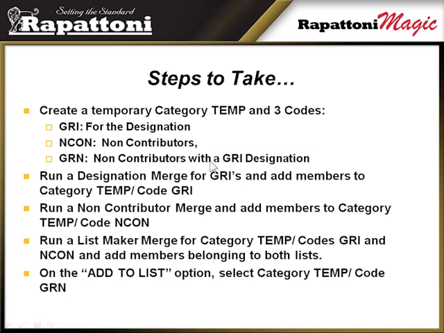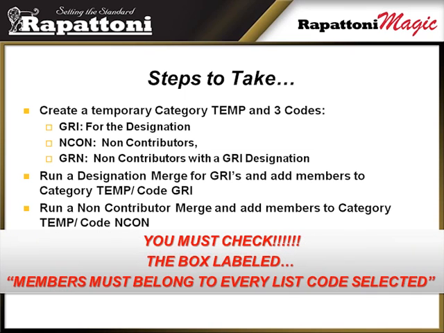Oh, okay. The next step is to run that list maker merge for the category temp and the two different codes, GRI and NCON. And you want to make sure you add those members belonging to both lists only. And then from there, we're going to add to list option, and we're going to use the category temp and code GRN. Now, the real point we want to kind of yell at you for a second is you must check the box labeled members must belong to every list code selected.